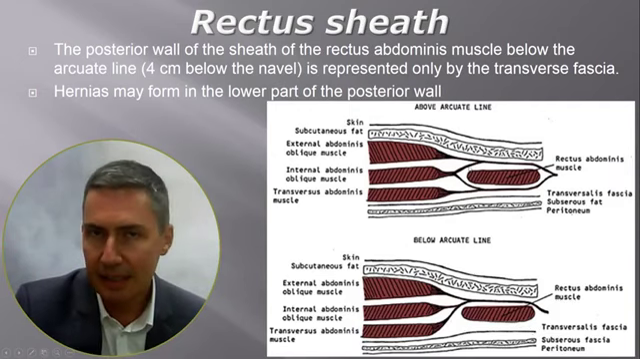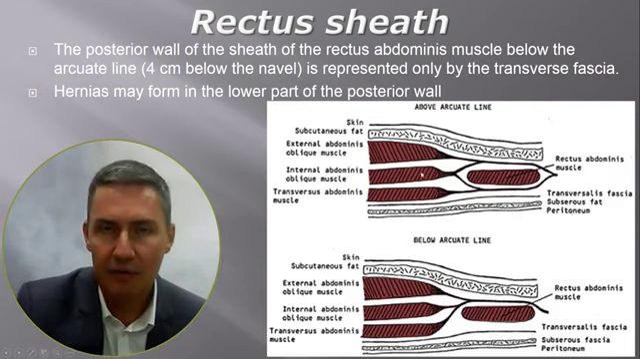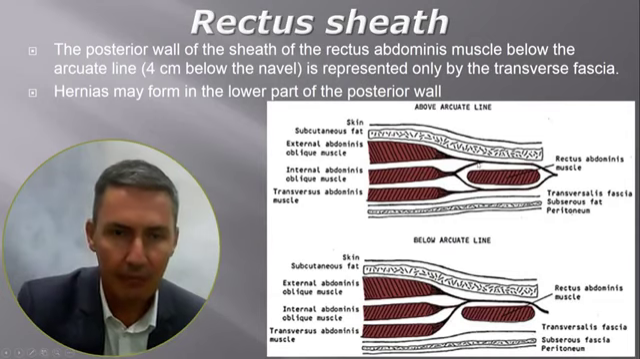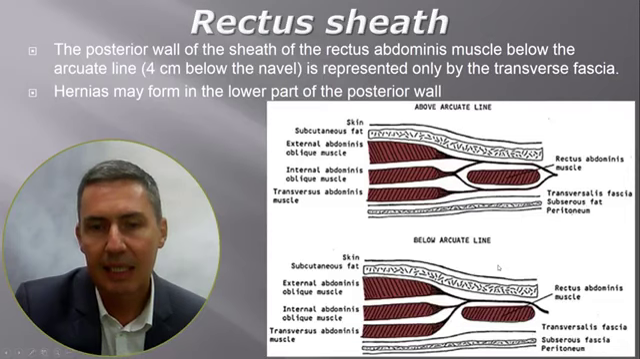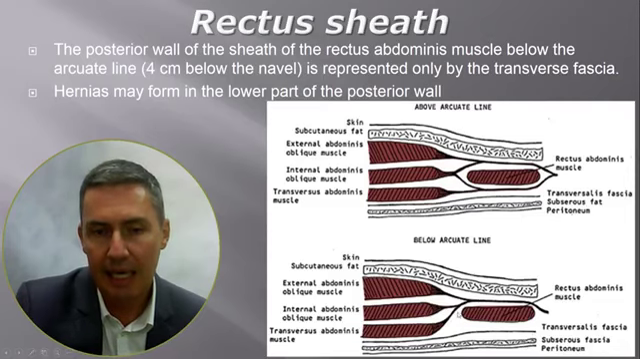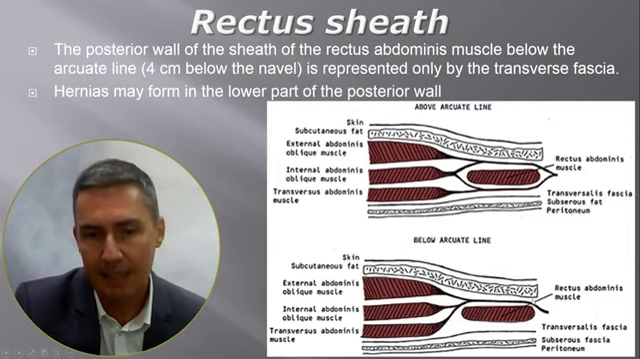To summarize the structure of the rectus sheath: above the arcuate line, the anterior wall is formed by 1.5 aponeuroses and the posterior wall also by 1.5 aponeuroses. Below the arcuate line, the anterior wall is formed by all three aponeuroses of the broad muscles. Posteriorly, it is just the transversalis fascia.